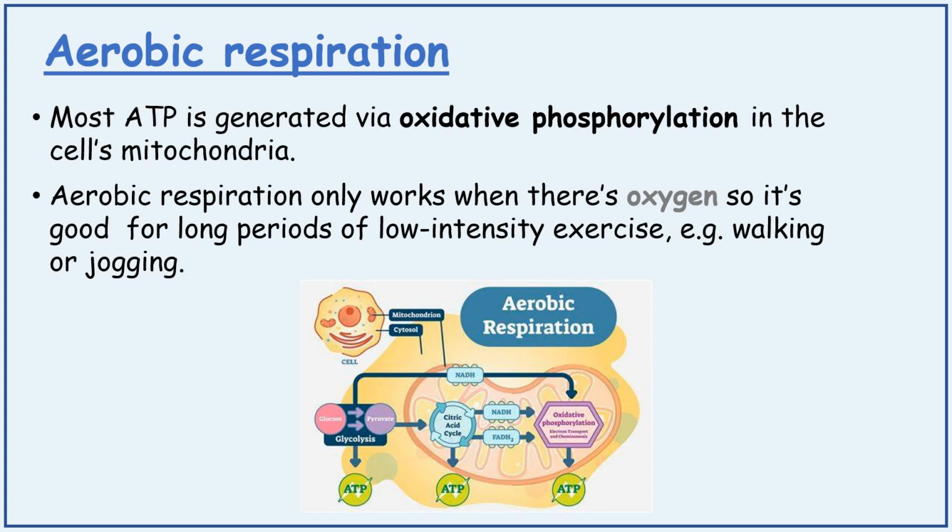Aerobic respiration. Most ATP is generated via oxidative phosphorylation in the cell's mitochondria. Aerobic respiration only works when there's oxygen, so it's good for long periods of low intensity exercise like walking or light jogging.